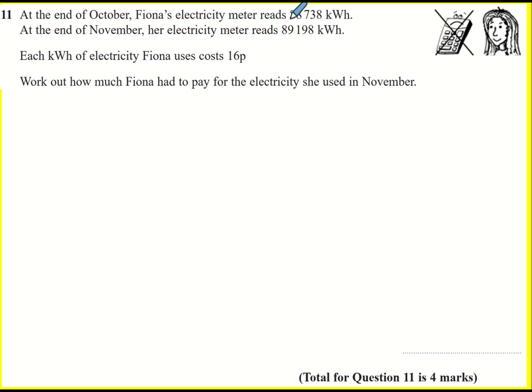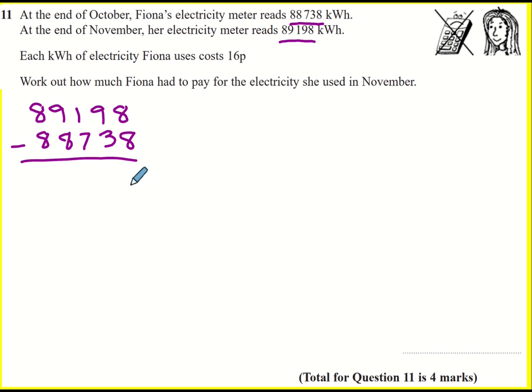Now, you can see that in October it was 88,738 and in November it was 89,198. So I'm going to do that bigger number on the top, obviously, and I'm going to take away the lower number. And indeed, if you think about it, you are going to take away the October from the November because time has moved forward when you're in November, so you've used more.